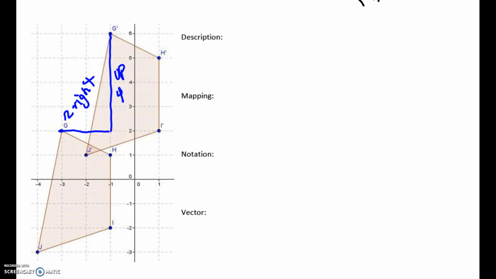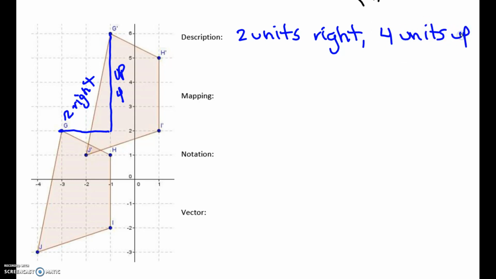So my verbal description is 2 units right, and then 4 units up. The mapping is that any x, y value goes from (x, y) to (x plus 2, y plus 4) this time because we're going up. Up is a positive direction.